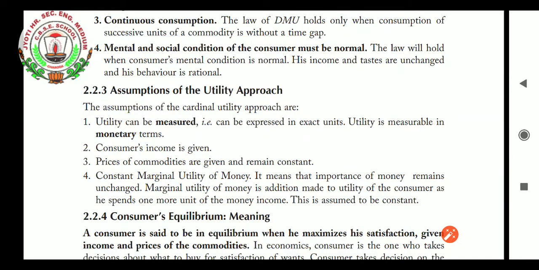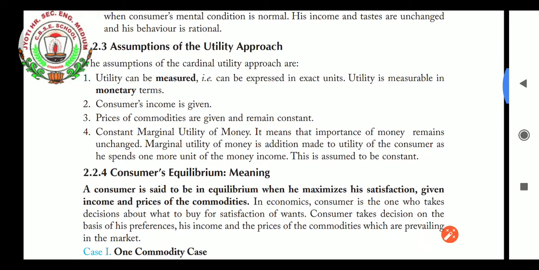Assumptions of the cardinal utility approach. The assumption of the cardinal utility approach is that utility can be measured, that is, can be expressed in exact units. Utility is measurable in monetary terms. Consumer's income is given. Prices of commodities are given and remain constant. Constant marginal utility of money, it means that the importance of money remains unchanged. Marginal utility of money is the addition made to utility of the consumer as he spends one more unit of the money income. This is assumed to be constant.